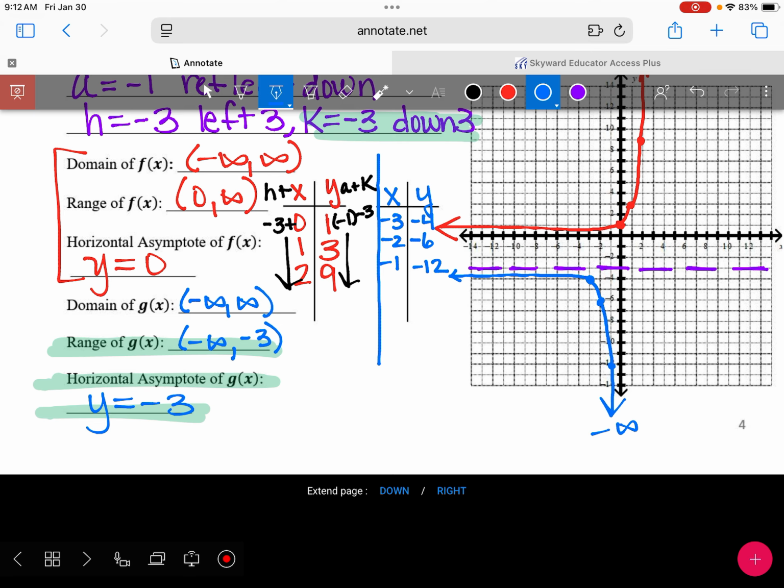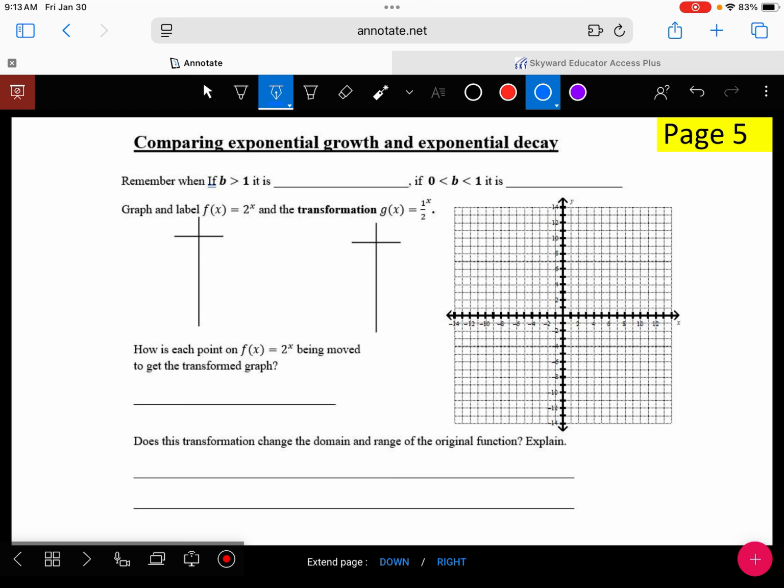Any questions about example 5? So now let's talk about decay. Remember, if your base is bigger than 1, it is growth. If it's between 0 and 1, it is decay. So we're going to graph both of these.